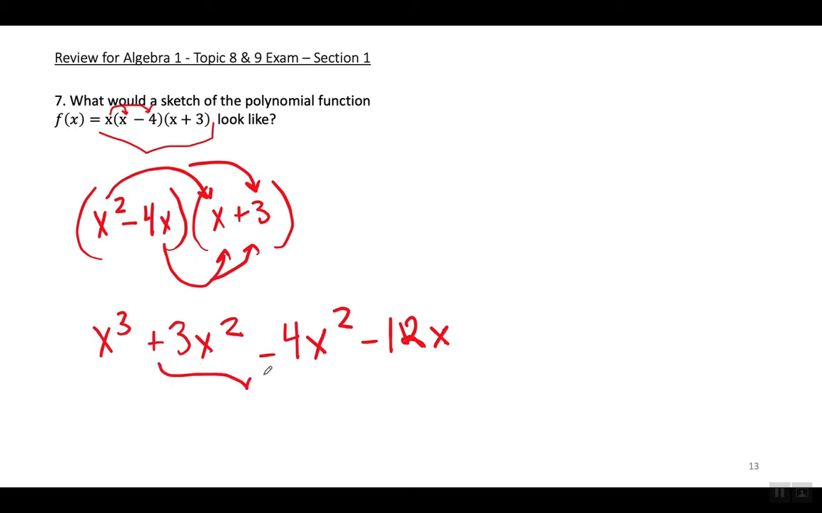And I got to combine these two right here. So my final answer will be x to the third power, 3 minus 4 is negative 1, so negative x squared minus 12x. Okay, now why did I do that?